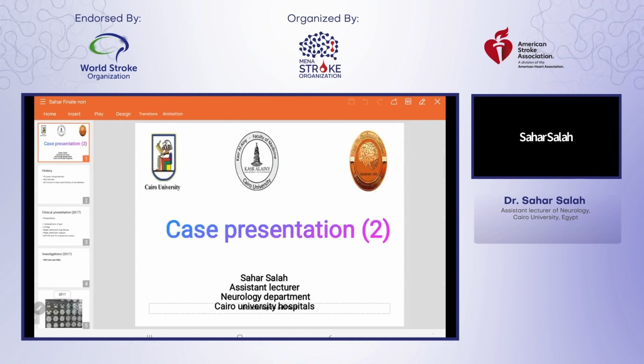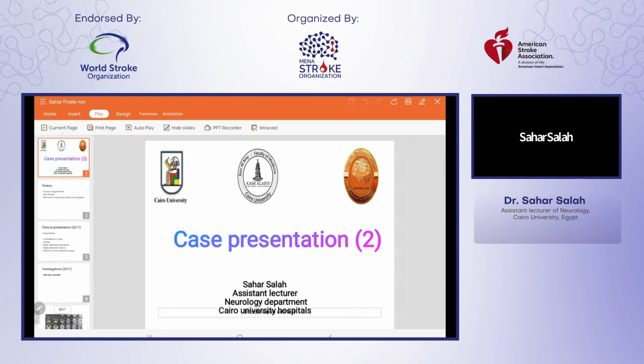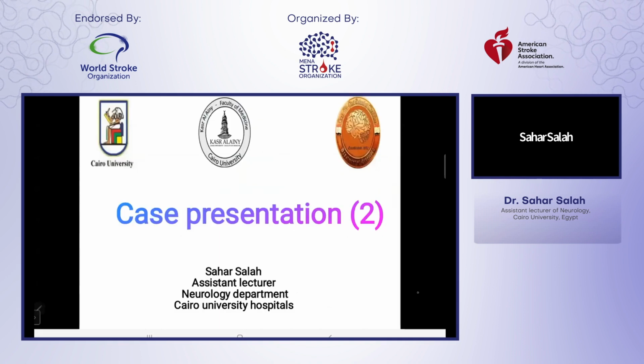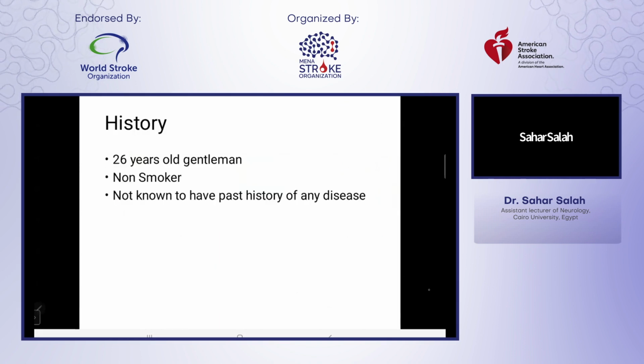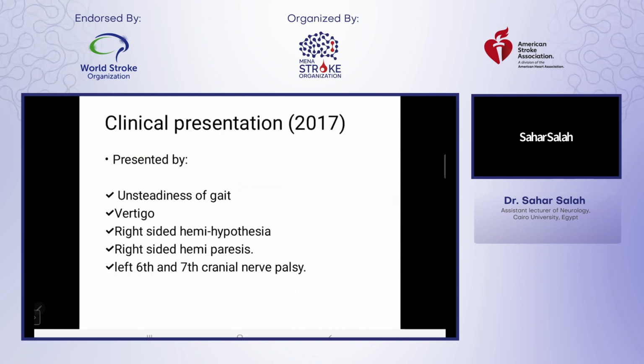My case is a 26-year-old gentleman. He's a non-smoker. He has a free past history of any medical illness. The patient presented to our outpatient clinic with unsteadiness of gait, vertigo, right-sided hemihypesthesia, together with hemiparesis, which was just in a form of mild drift, and left 6th and 7th cranial nerve palsy.